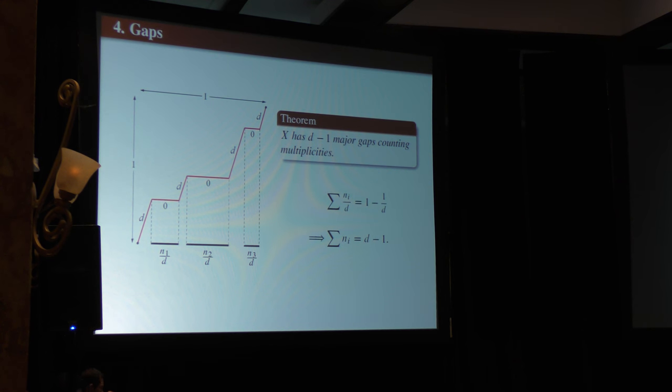So this should be thought of as an abstract analog of the fact that the polynomial of the DP is d minus 1 for the movements. And as a matter of fact, in the work of Goldberg and Milnor, there is a link between the two. Okay, so we can also understand how gaps are mapped around under any monotone extension.